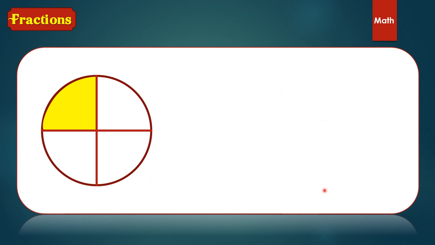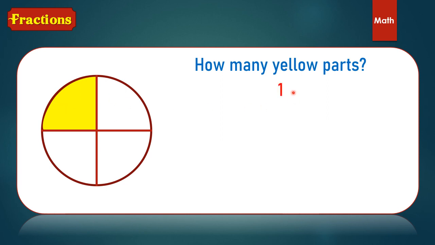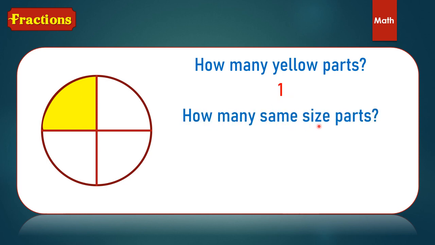Here I have the same circle, but this time I split it into 4 parts. The first question, how many yellow parts? You tell me, how many yellow parts? Nice, it's 1 part, 1 yellow part. Okay, write 1. Now, how many same size parts?